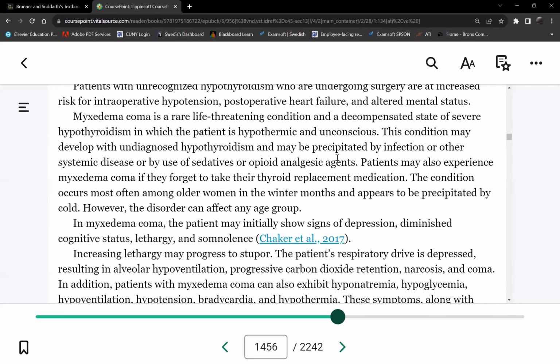Drug metabolism will also drop. So what happens to medication dosing here? They'll require lower doses of medications. Renal excretion of drugs, what happens? Also decreased.